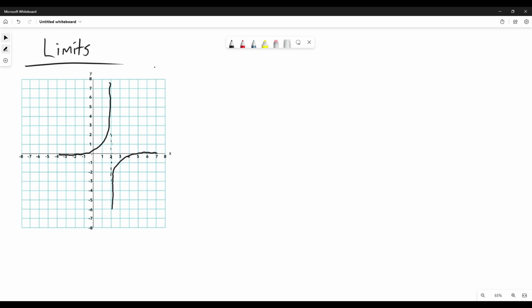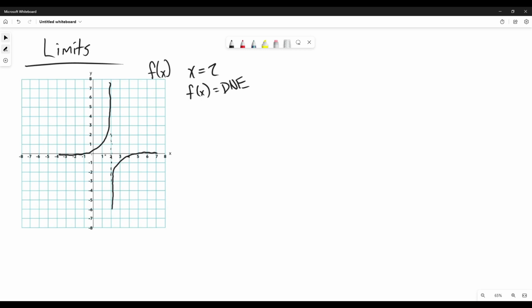So this function, we're just going to call this f of x. I'm not sure exactly what the formula of this function may be, but we're just going to say this is f of x. Now, all we know on this function is that when x is equal to 2, f of x does not exist. It is indeterminate. So this is an asymptote, as you were probably previously taught, right? So the idea of limits is to tell you where that might end.